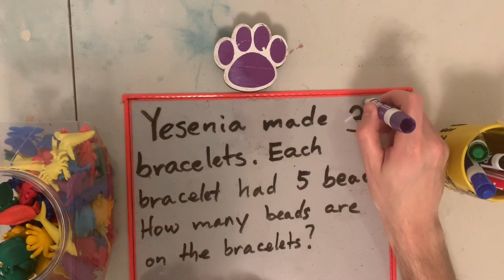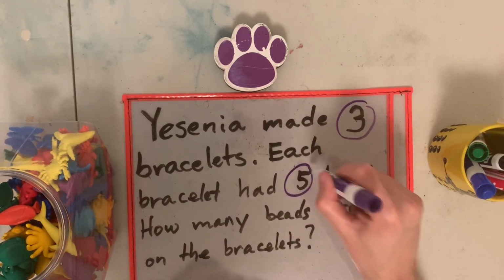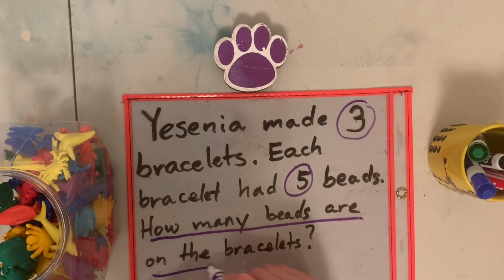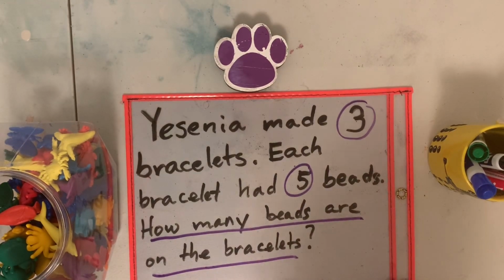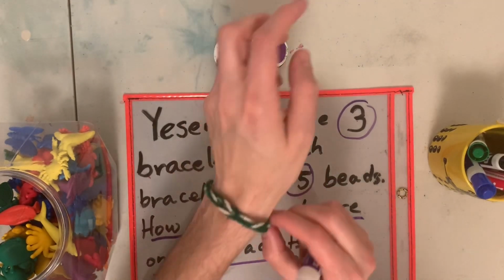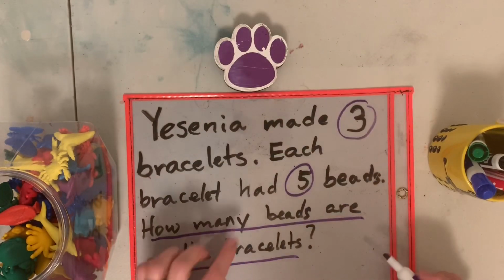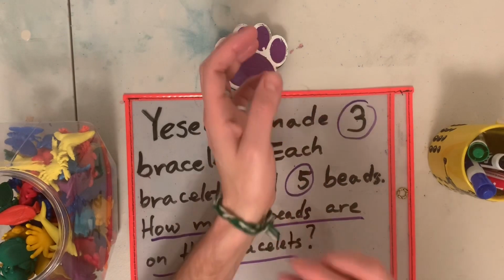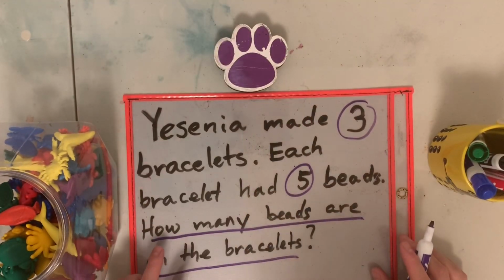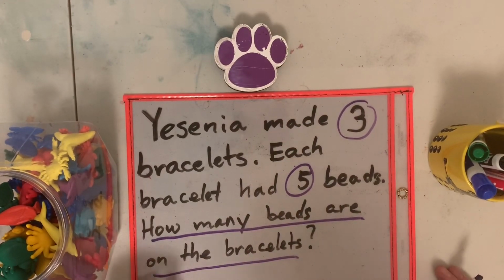Yesenia made 3 bracelets. Each bracelet had 5 beads. How many beads are on the bracelet? En español aquí dice que Yesenia hizo 3 bracelets. ¿Sabes qué son bracelets? Pulseras. Son pulseras, cositas que se ponen aquí en las manos. Y cada pulsera tenía 5 beads. Beads son como unas pelotitas que tienen las pulseras. La pregunta es, ¿cuántas pelotitas tiene ella en total?